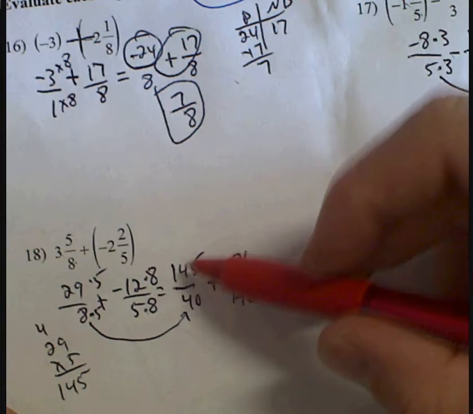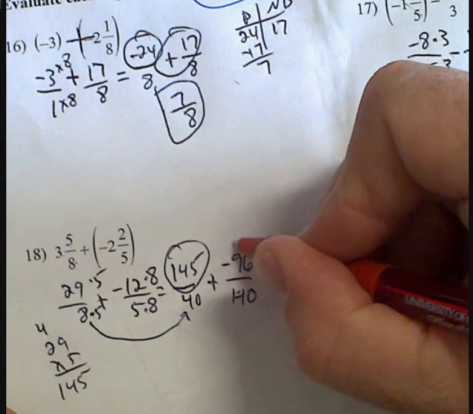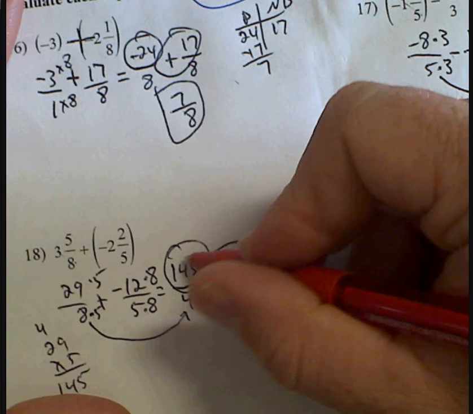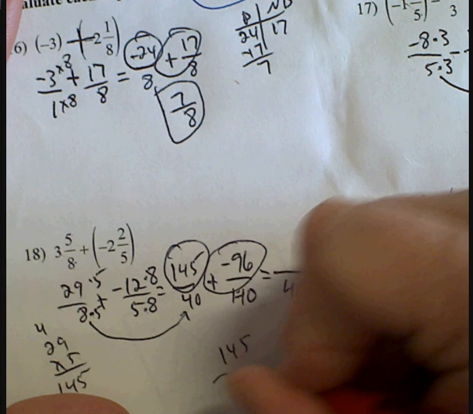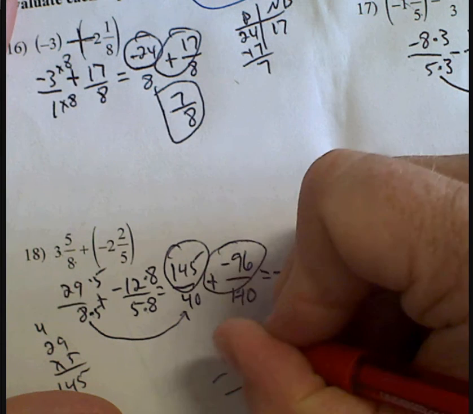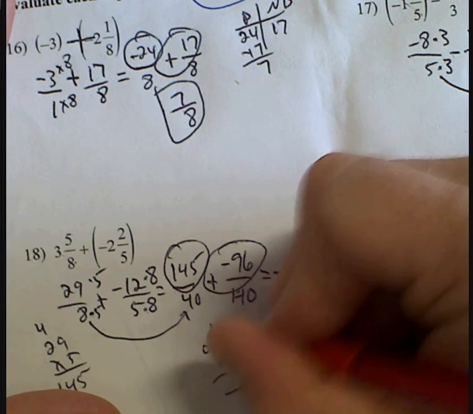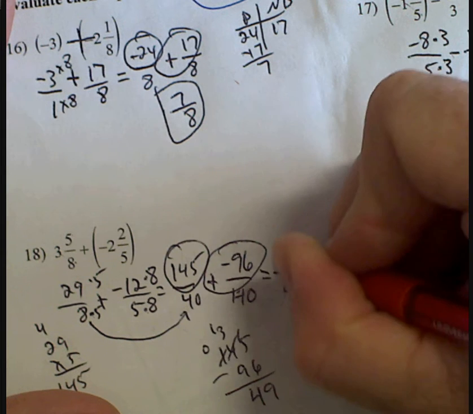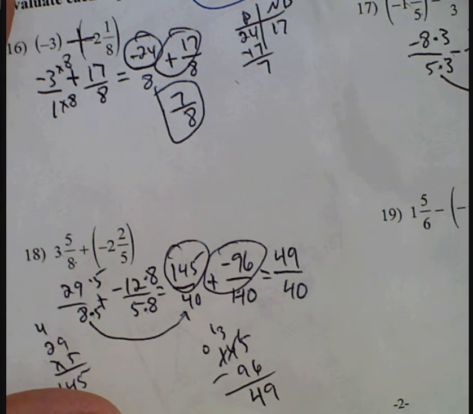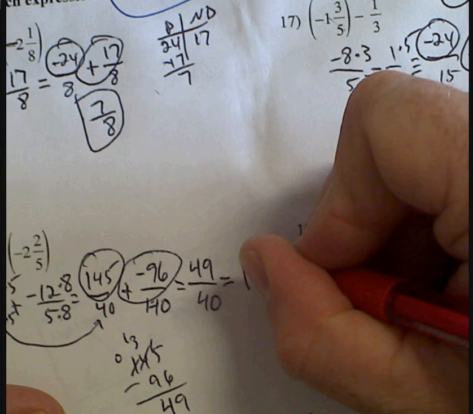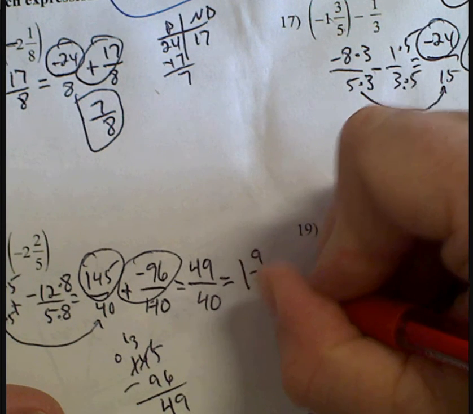So now if I subtract, this is not debt, this is debt. So not debt with debt, I would subtract. So 145 minus 96. So that would be 9. 13 minus 9 is 4, so I would end up with 49. 49 over 40. This would be the same as 1 and 9 over 40 if I divide.